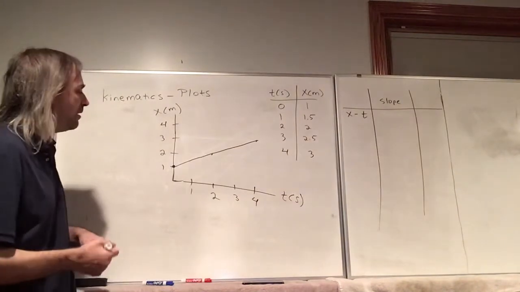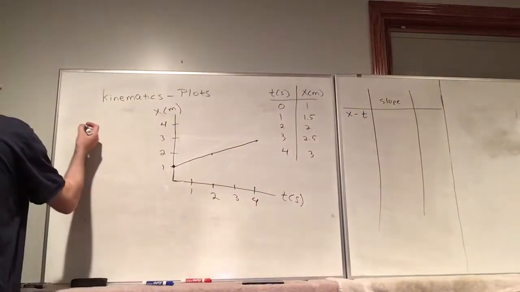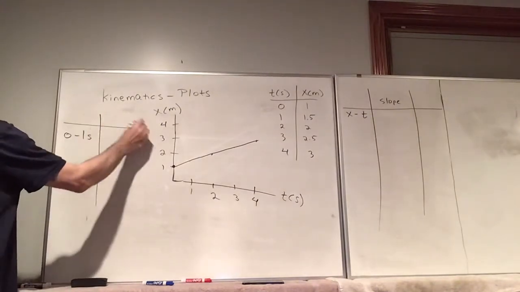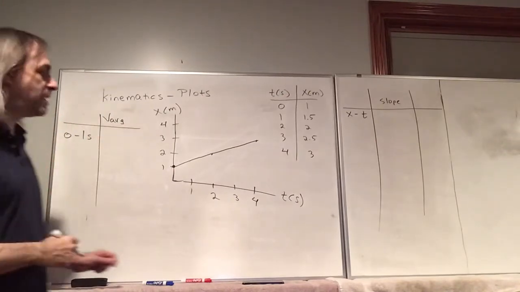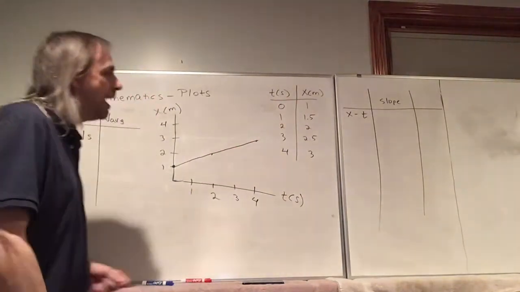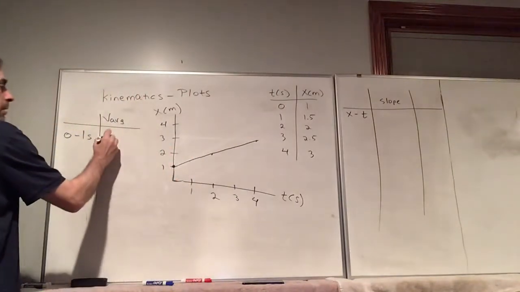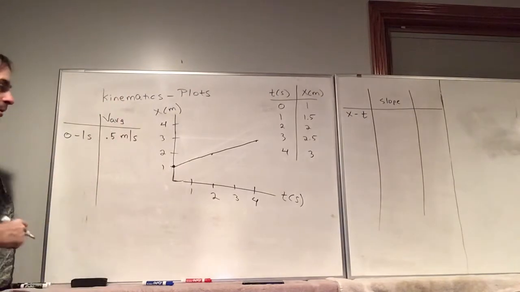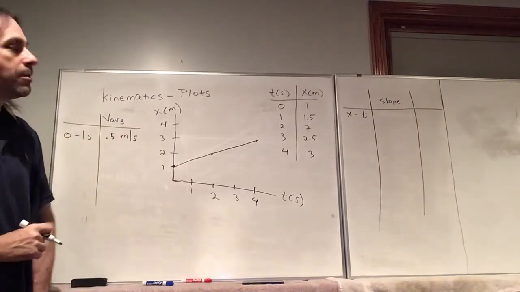Overall, let's calculate the average velocity over a couple intervals. So let's look at from 0 to 1 second. And then let's look at the average velocity. So again, that's delta x over delta t. So the change in x is 0.5 meters, and the change in time is 1 second. So we have 0.5 meters per second. So that's just the average velocity over this 1 second time interval.